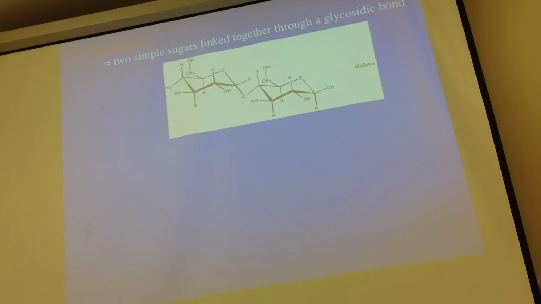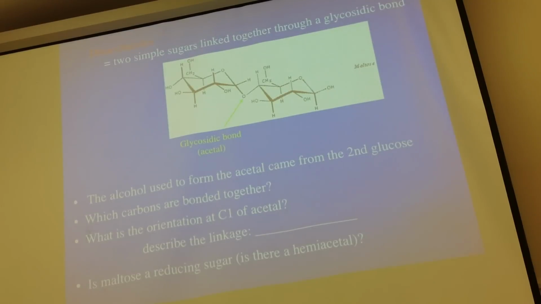This is maltose. And the glycosidic bond, which is an acetal, is right there. So to form a glycoside, we need an alcohol. The alcohol came from the second sugar. That's our second ROH, is that second sugar. We need to find a way to describe this linkage. I can't say, well, I have a glucose and its anomeric carbon is bonded in a downwise fashion to C4. That's just a weird way to describe it.